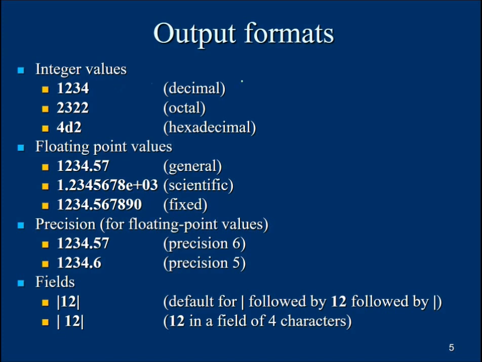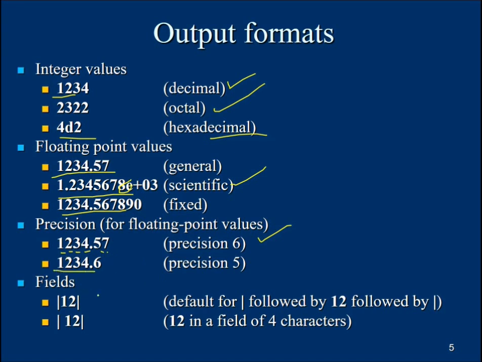So integer values like 1 2 3 4, this is in decimal, this is in octal, this is hexadecimal. Also we have floating point values, this is a generic or general floating point value, while this is scientific. It's a huge number, so usually we use e exponential for this. This is fixed. But what is the precision for a floating point value? You count this 1 2 3 4 5 6. This is the precision. In this it will be 5.